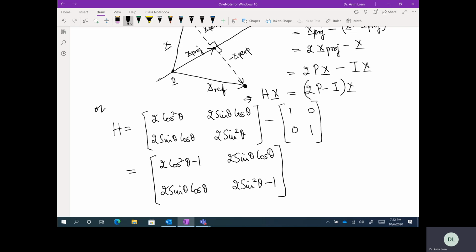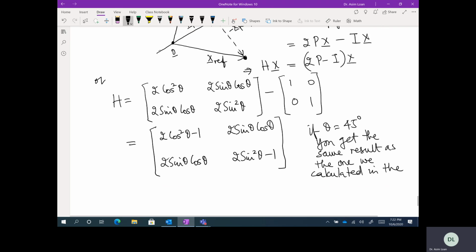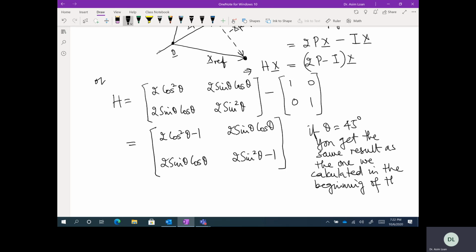And if you put theta equal to 45, you get the same result as the one we calculated in the beginning of this lecture. Okay.